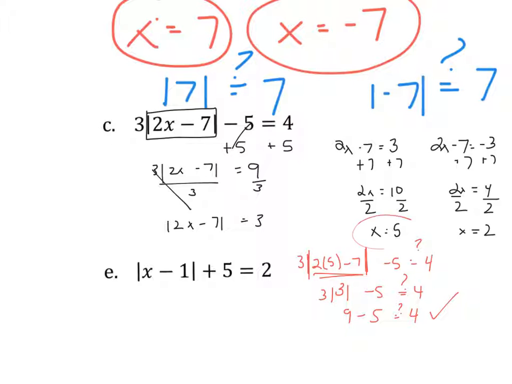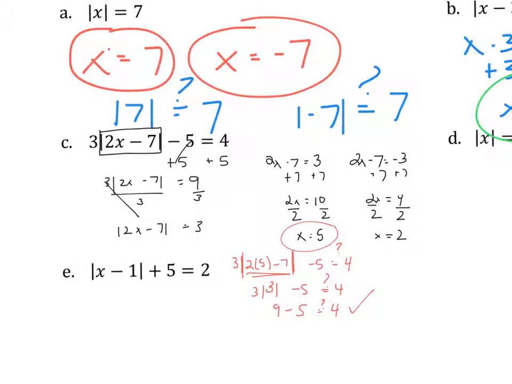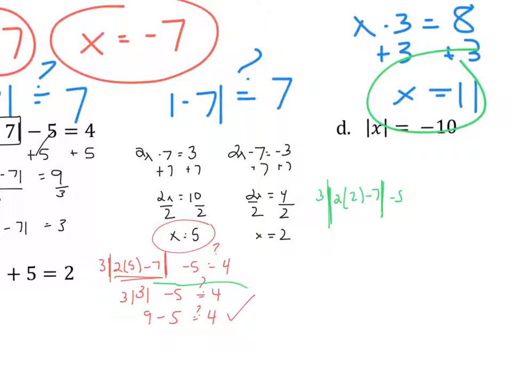So this one works. We're going to do the exact same thing for that second one. Everywhere I see an x, I'm plugging in a 2. All right, so then this would be 4 minus 7, which is negative 3, which is positive 3 when we take the absolute value. So 3 times 3 is 9, minus 5, that does equal 4, so we're good. So this also works.